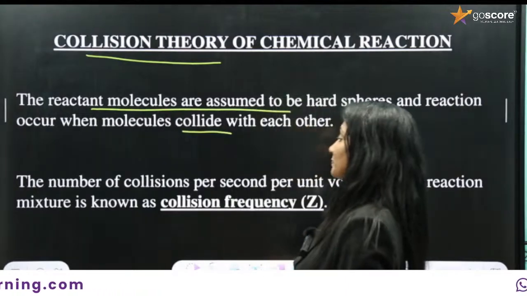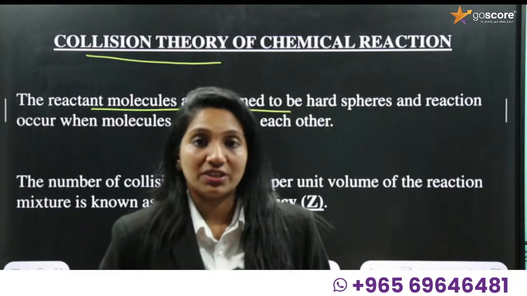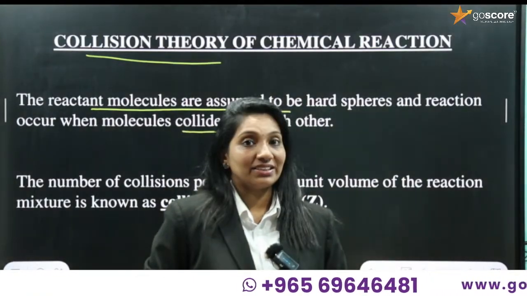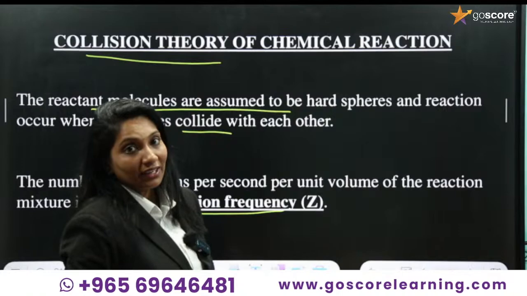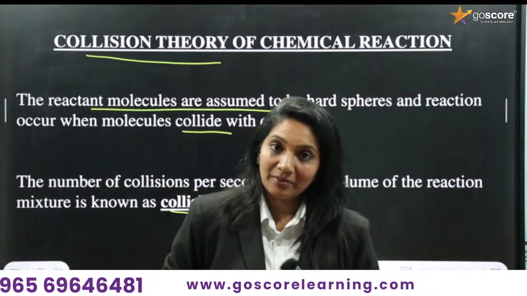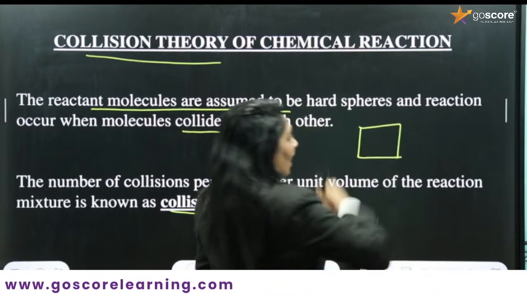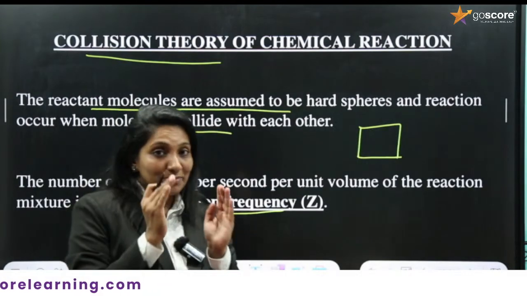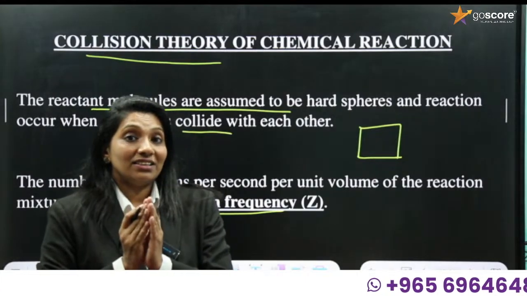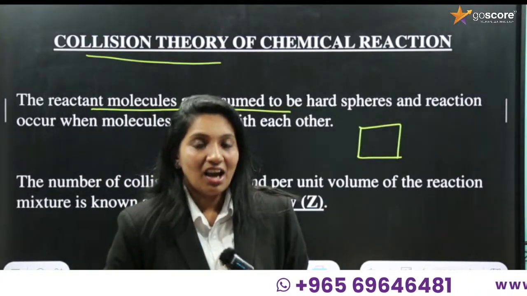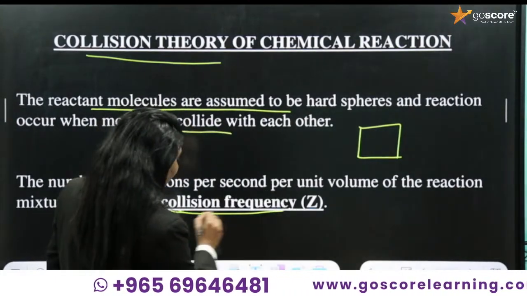So, according to collision theory, the rate constant or the rate of reaction depends on one more factor, that is the collision frequency. What is this collision frequency? If you consider a unit volume of reacting molecules, within a second, how many collisions are taking place? That is what the collision frequency is.